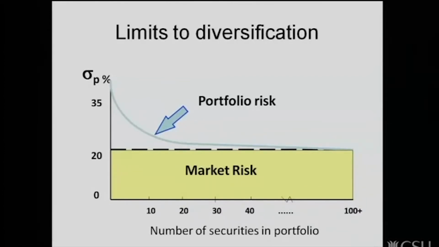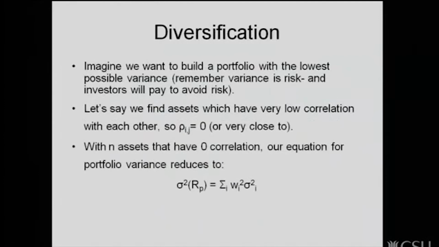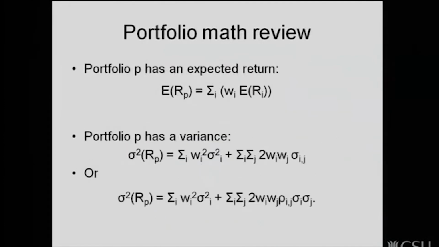And where does the market risk actually come from? The market risk actually comes from all of those covariance terms. Right? So we saw here that the second term on the right there is 2 times the weight in I times the weight in J times the covariance between I and J. That's going to hold true for every asset and its relationship to every other asset in your portfolio.